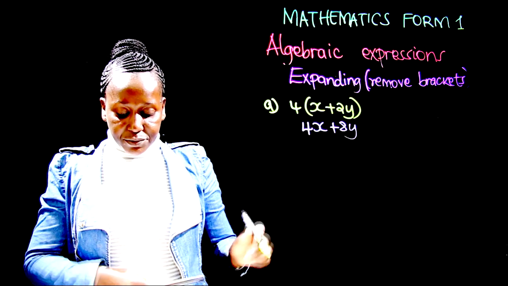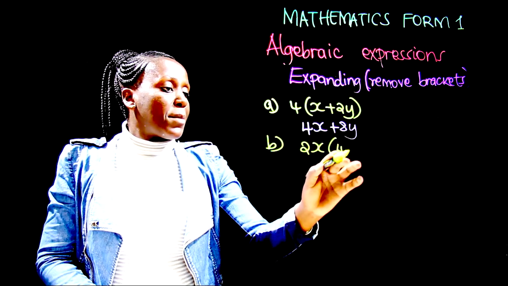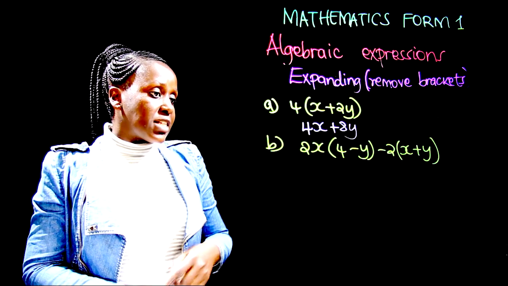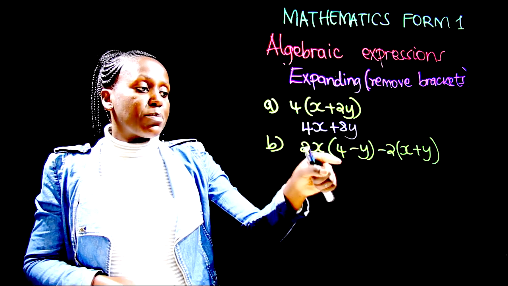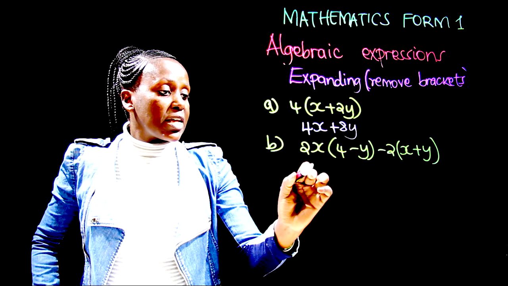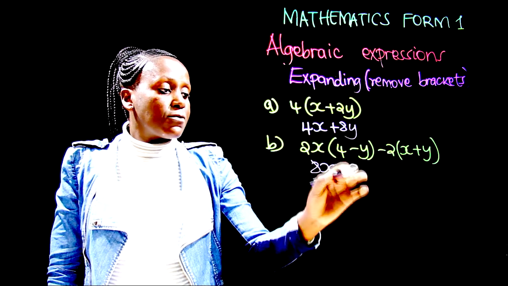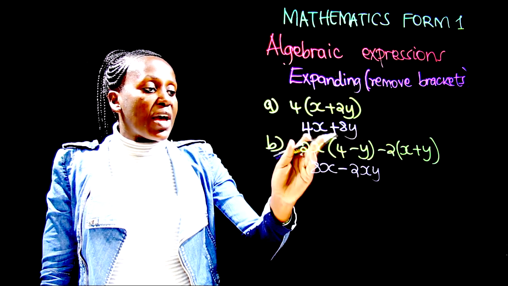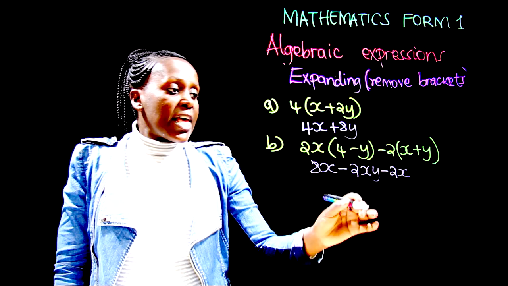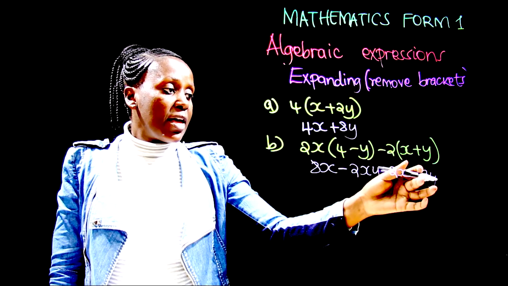Let's look at another example. In this example, we have 2x into brackets 4 minus y, minus 2 into brackets x plus y. In this case, we have 2x being multiplied by 4 and negative y. So we are going to multiply each one of them one at a time. 2x times 4 is 8x. 2x times negative y, the negative remains, then we have 2xy, because x times y just gives you xy. Then negative 2 times x will be negative 2x. Then we have negative times positive, which is negative 2y, because 2 times y is 2y.